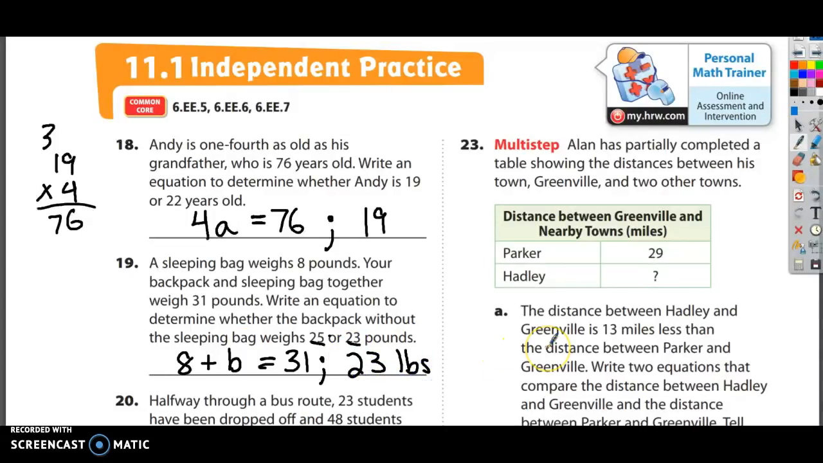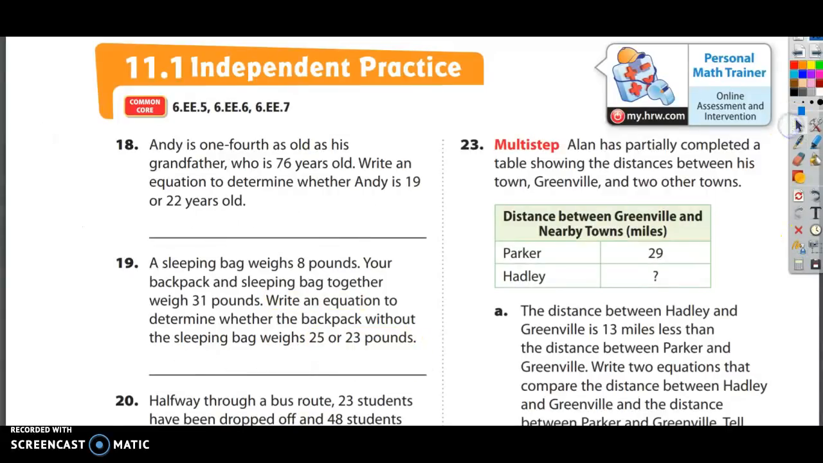So once again, two answers because they asked us for two things. They asked us to write an equation, and they asked us to determine whether the backpack was 25 or 23 pounds. So we did both things. We wrote the equation, and then we checked it, and we know that it's going to be 23 pounds. All right, let's move on.